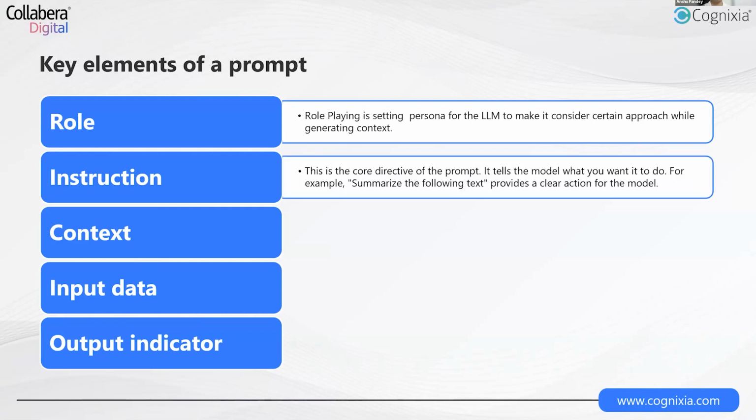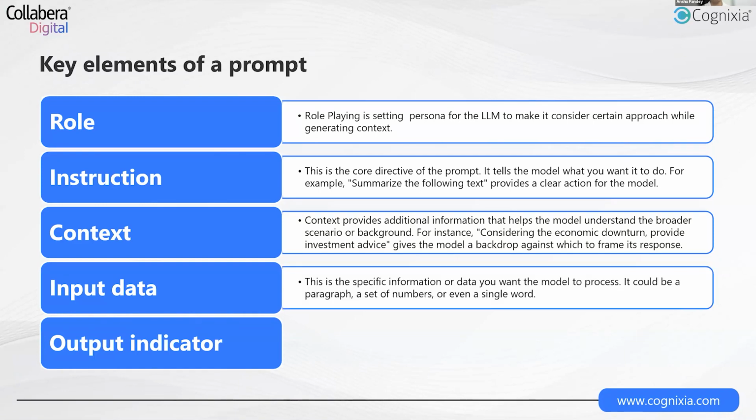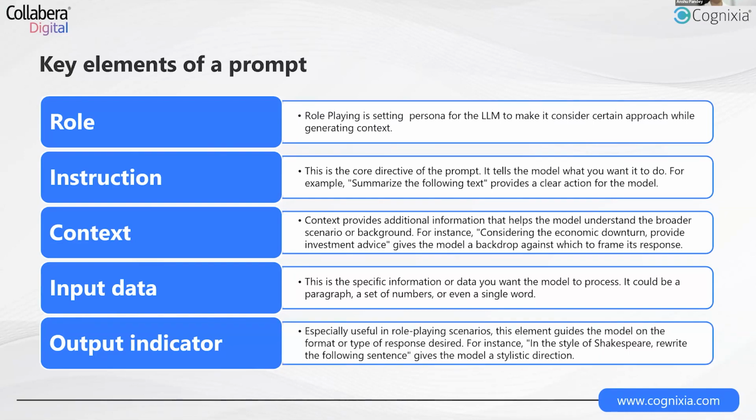Then provide instructions, that is the exact core task that you want the model to do. For example, summarize the following text or generate text for this. Context, you may want to provide some information such as consider the economic downturn or provide investment advice. Set the context which the model should consider when it comes to generating answers. And finally, in case there is some important information that is to be used by the model, provide that as well. And then provide an output indicator. What format of output do you look for? Should it be concise? Should it be how many lines? Should it be in a specific format? So these are some of the key elements of a prompt.